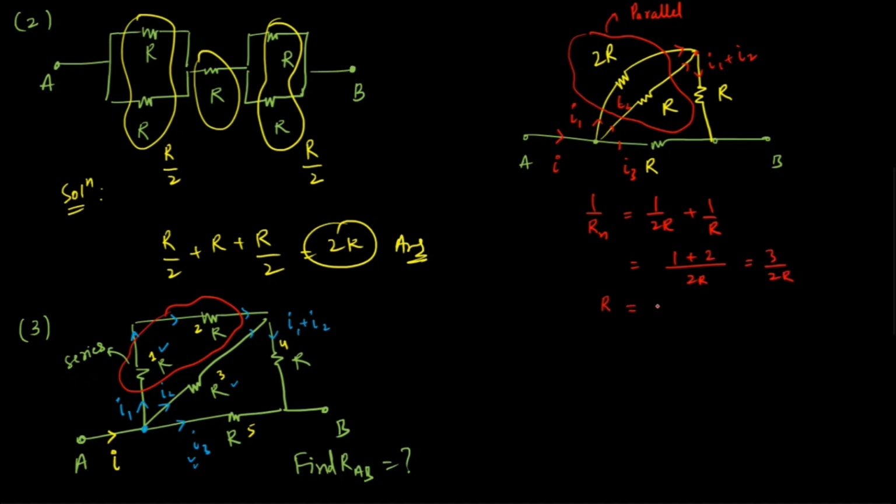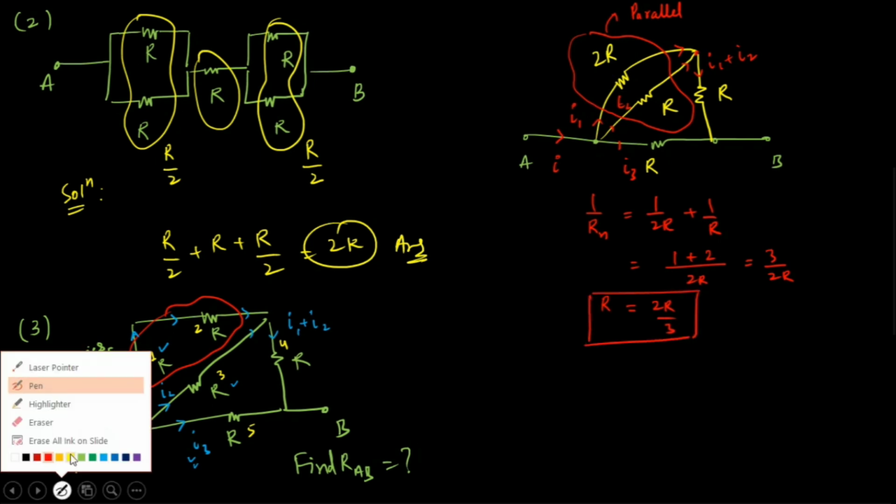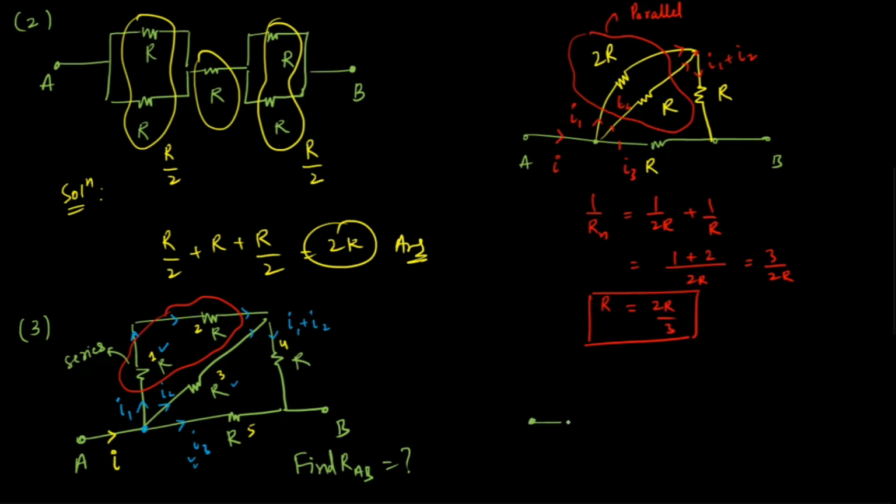So R is going to be 2R by 3, the reciprocal of it. So we got again some change in the circuit. Apart from these two, I'll be drawing only one and one like that. And this is going to be 2R by 3. This one was R, this one was R.